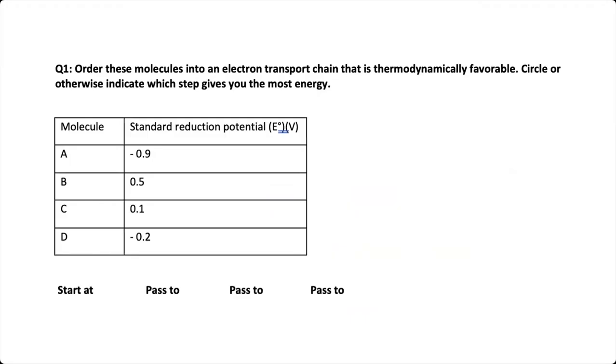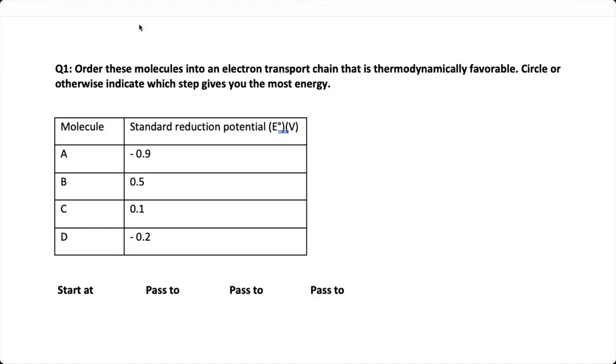Let's start by thinking about electron transport chains and reduction potential. When we say ETC, we're often referring to the mitochondrial electron transport chain, but you can make electron transport chains from any series of electron donors and acceptors. The key thing is you want to be able to order them and see which steps are going to give you more or less energy. So we want to order these molecules into an electron transport chain that's thermodynamically favorable.